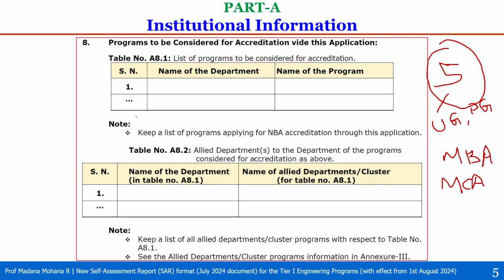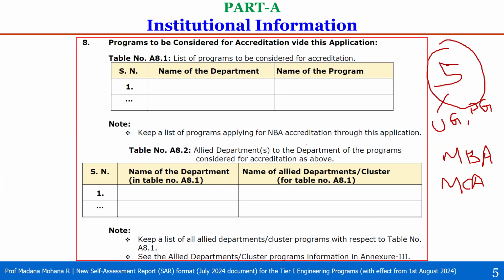You have to mention 1 to 5, name of the department and name of the program. So here keep a list of programs applying for NBA accreditation through this application. Now the following another table A8.2 allied departments to the department of the programs considered for accreditation as above.